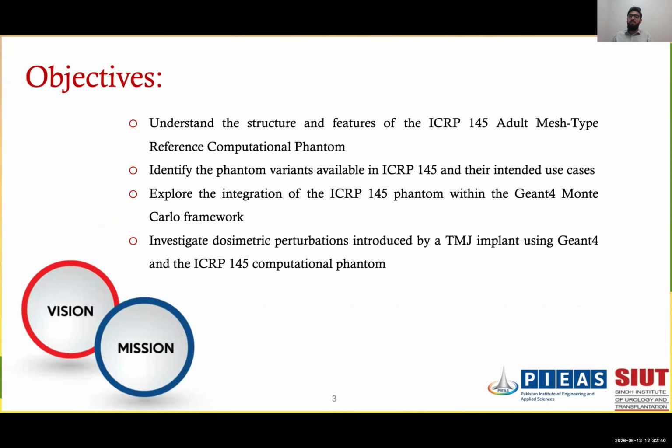Objectives. This study is designed around one central question: do metallic TMJ implants significantly affect the radiation dose distribution? To address this, we first understand the structure and features of the ICRP-145 human mesh-type reference computational phantom, and identify the phantom variants in the ICRP and their intended use cases. Then we explore the integration of the ICRP-145 phantom with the Geant4 Monte Carlo framework, and investigate the dosimetric perturbations introduced by the TMJ implant using Geant4 and the ICRP computational phantom.